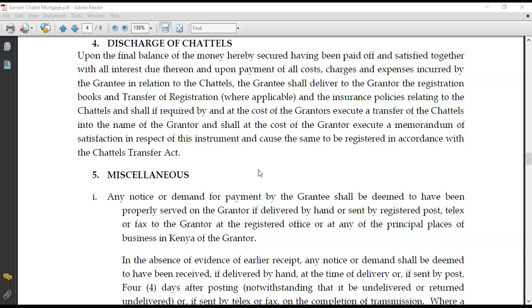But I want to know, how do you discharge? Through cancellation. It's a cancellation notice that is provided. What does it say?